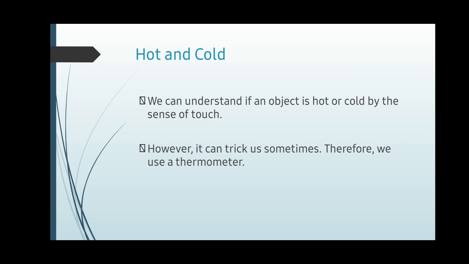Hot and cold. How can we know that a substance is hot or cold? Is it possible to find an object's heat by seeing it? No. We can understand if an object is hot or cold by the sense of touch. When we touch and feel only, we can know whether it is really hot or cold. However, it can trick us sometimes. Therefore, we use a thermometer.